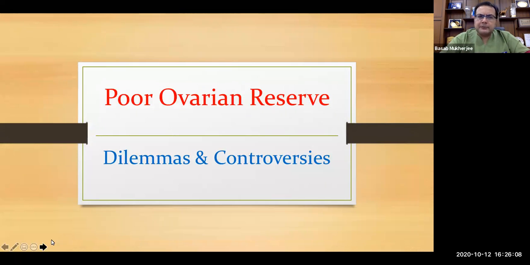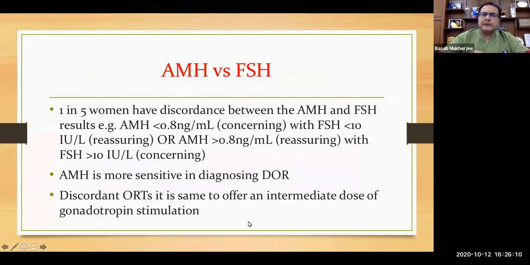Before we come into the management of poor ovarian reserve, I think there are some dilemmas and controversies which we can try to address. So far we were discussing the definitions of poor ovarian reserve, how to identify women there, and what are the possible reasons why a woman can have poor ovarian reserve. Then we discussed the various ovarian reserve tests, mainly where AMH and the antral follicular count stand out. And here we are now discussing some dilemmas and controversies.